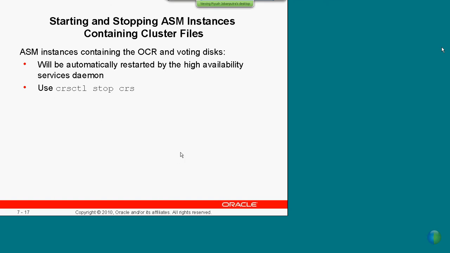All ASM instances containing OCR and voting disks will be automatically restarted by the High Availability Services daemon. Whenever you use CRS, it will be automatically maintained. So for others you may have to do it manually, but when you are using voting disks and all that, it will automatically do it.